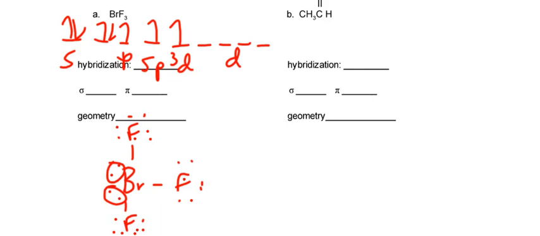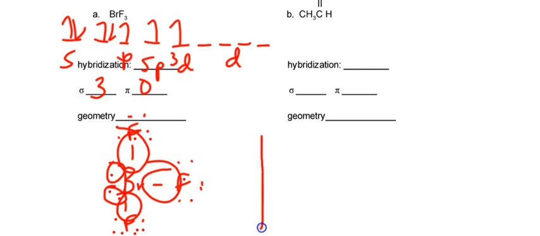Do I have any double bonds? No, so I have no pi's. How many sigma bonds do I have? I have only 3. 1, 2, 3 sigma bonds. So the geometry is, all right, it is sp3d, so it starts off as trigonal bipyramidal, and I have 2 lone pairs. So erase, erase, and what letter does that look like? It looks like a T to me, so it's T-shaped.